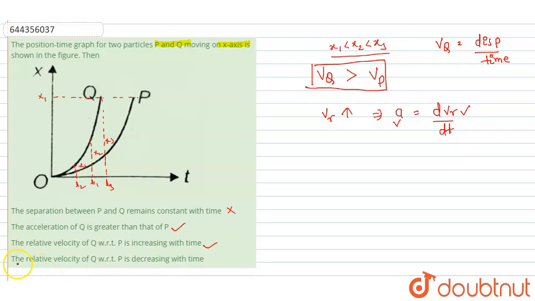And if we come to our last option, the relative velocity of Q with respect to P is decreasing with time. So we have seen that relative velocity is increasing with time, so this option will be wrong.